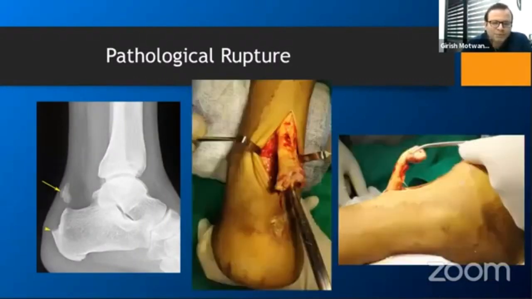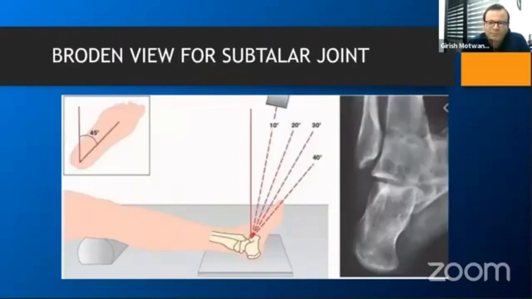This is basically a rupture of the insertion of the Achilles from its attachments due to its ongoing pathology happening since many years. And when you open it, you will find that this is a complete avulsion injury of the Achilles from its base. Broden's view for the subtalar joint is very important.